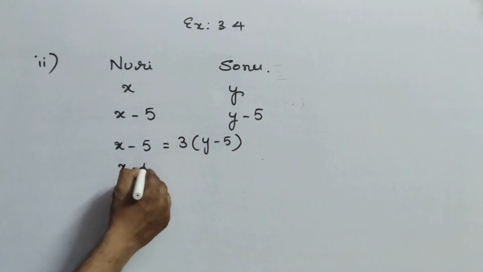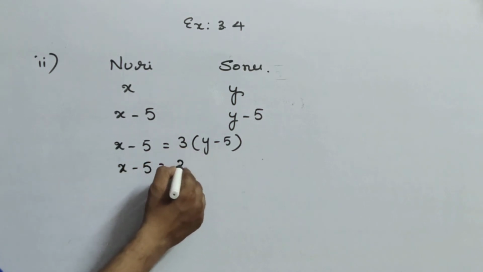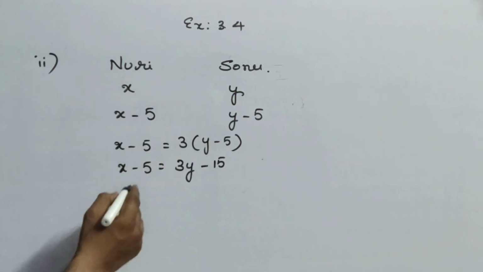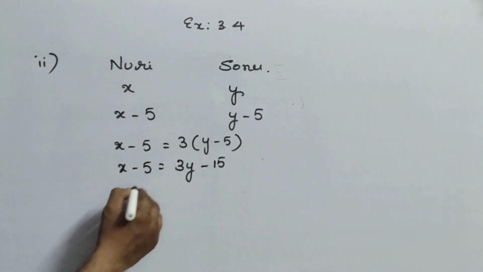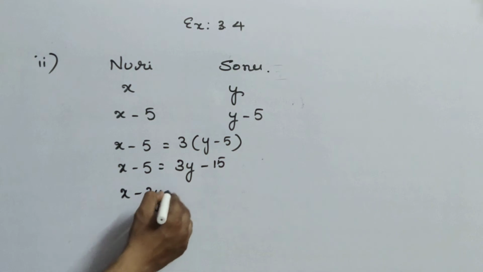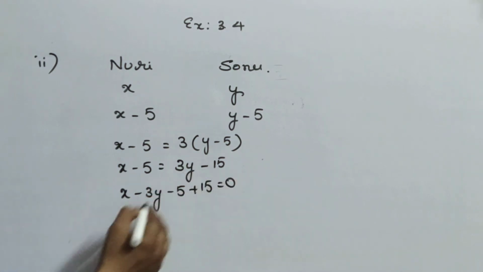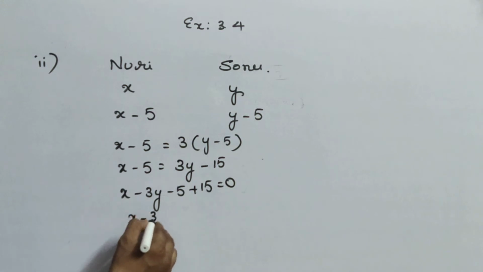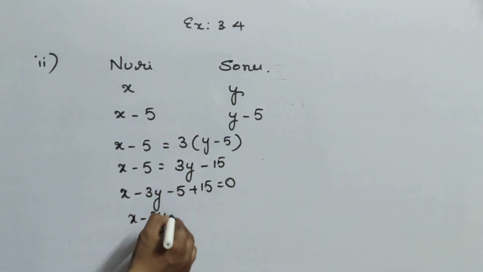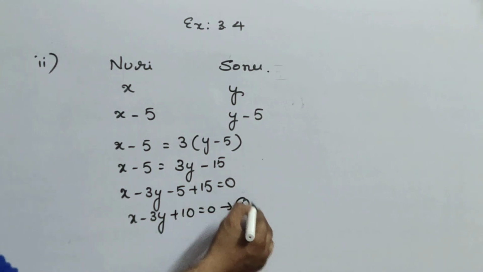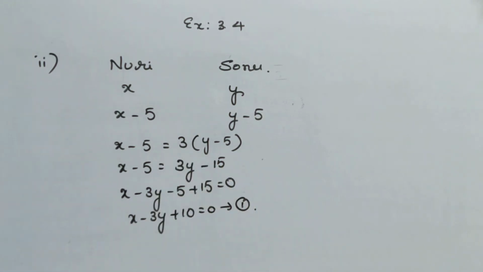So x minus 5 equals to 3 times y, that is 3y minus 3 fives are 15. Now x minus 3y minus 5 plus 15 equal to 0. So x minus 3y, 15 minus 5, that is plus 10 equal to 0. That is condition 1. That is equation 1 also we can write.